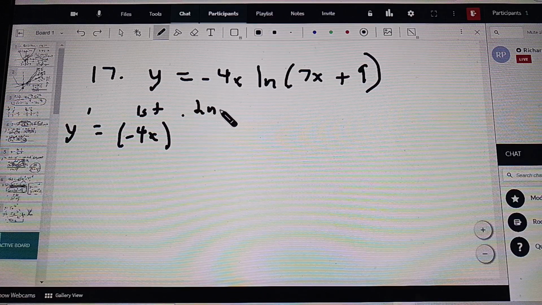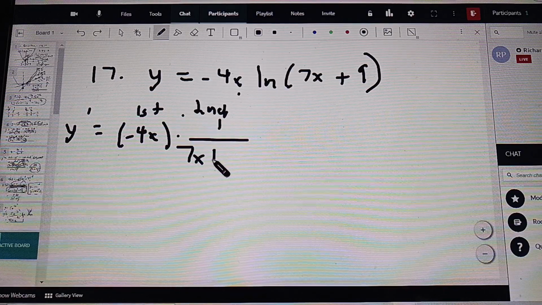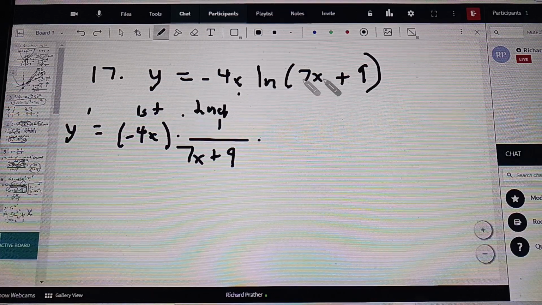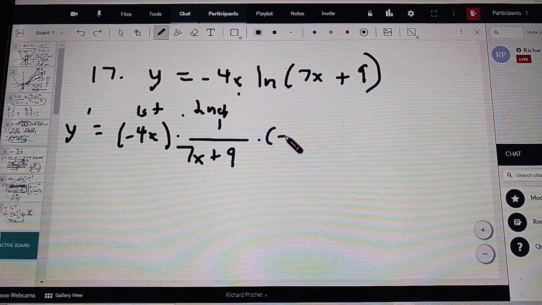Now here comes the log rule. The derivative of ln is 1 over the stuff. That's the main rule of it, times the derivative of the stuff. That's the chain rule part. So the derivative of 7x plus 9 is just 7.